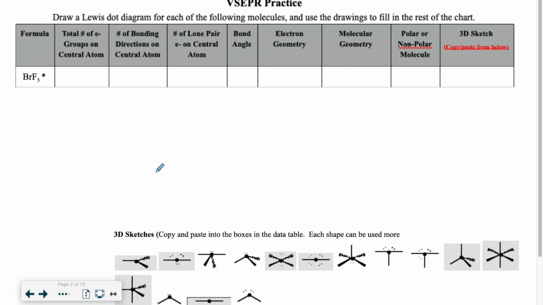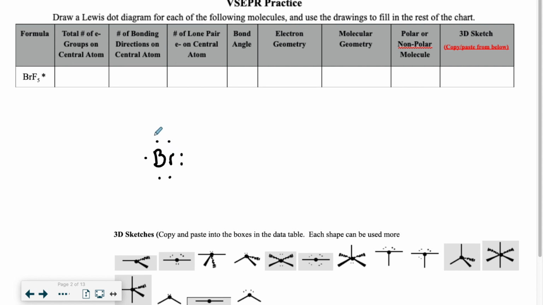For our first problem, we are trying to draw out BrF5, and notice that there is a star here. That means that this is an exception to the octet rule. So your central atom is going to have either too many or not enough electrons around it, but that's okay. We're going to start off with a bromine, which has 7 valence electrons because it's in group 17 or 7A.